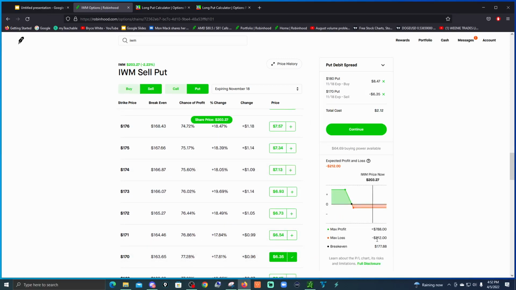This one's almost a 4-to-1 risk to reward. We're risking $212 to make $788. You can see the buy, that's the +1, and you can see the sell, that's the -1. Long story short, in my opinion, it's a lot better to do a debit spread or a vertical spread than it is to just buy a straight up put option, especially when taking a swing trade that is 5 to 6 to 7 months out.